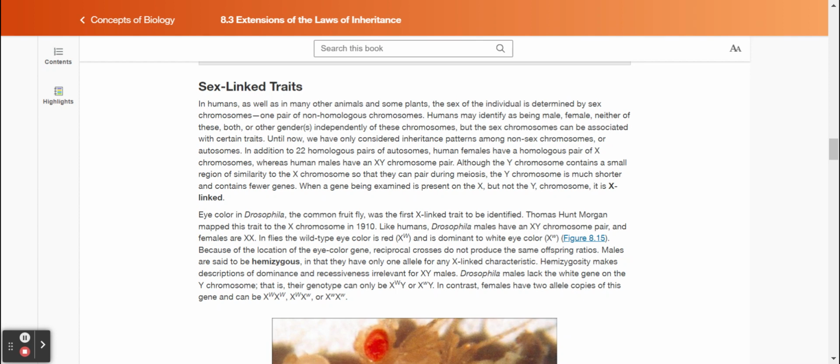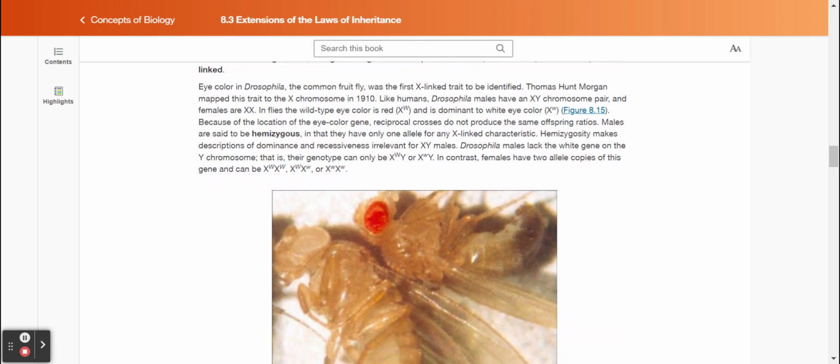When a gene being examined is present on the X but not the Y chromosome, it is X-linked. Eye color in Drosophila, the common fruit fly, was the first X-linked trait to be identified. Thomas Hunt Morgan mapped this trait to the X chromosome in 1910. Like humans, Drosophila males have an XY chromosome pair and females are XX. In flies, the wild-type eye color is red and is dominant to white eye color. Because of the location of the eye color gene, reciprocal crosses do not produce the same offspring ratios.